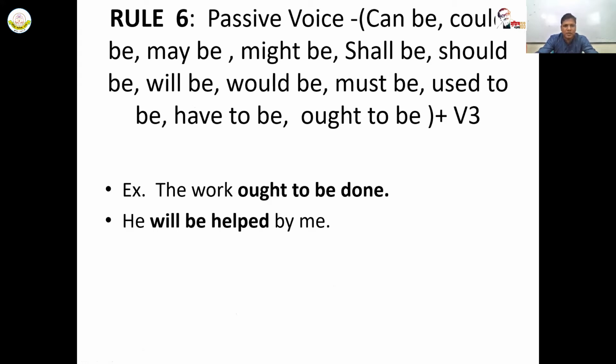For example, the work ought to be done. He will be helped by me. That means in the passive form, the verb will take the past participle form. And this rule is universal in the English language, the grammatical part.